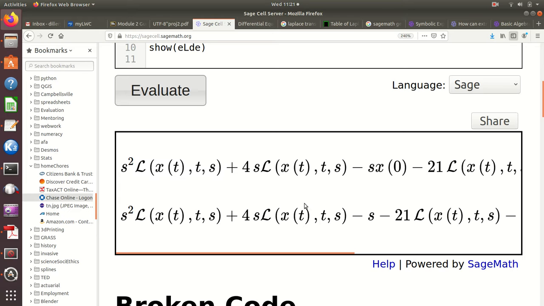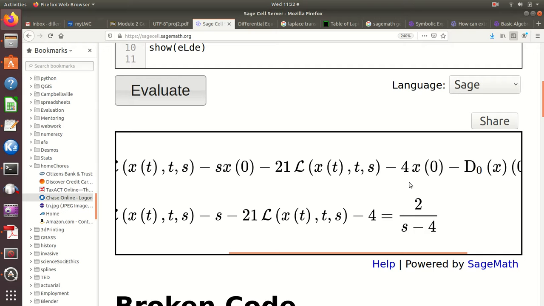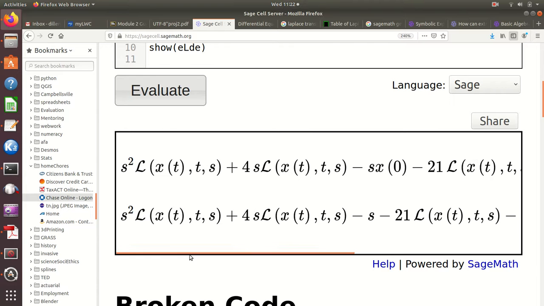And we come down and notice I had minus x s of 0, but now it's just minus s because it was times 1. And as we look this way, there's a minus 4 times 1, and then that part was 0, so it just disappeared. So there I have that Laplace transform. Now what I'd like to do is solve that equation.